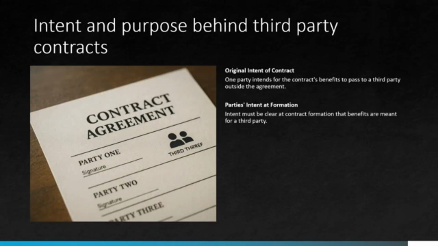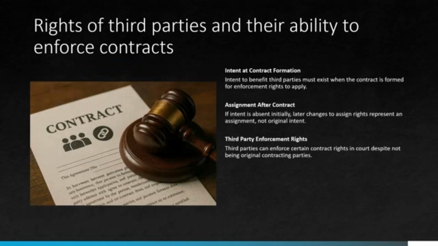Generally speaking, the original intent of one of the parties to the contract is to have the consideration that they would normally get under the contract passed to a third person or to go to some third party. And that's a common type of third-party contract. And so the question is why? Why would you want to do that? Well, we might have an intent at the time of the contract, might have an assignment after the contract that's needed, or a third party and looking at their enforcement rights.